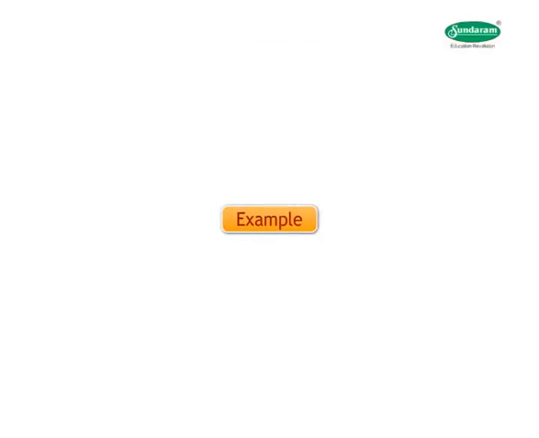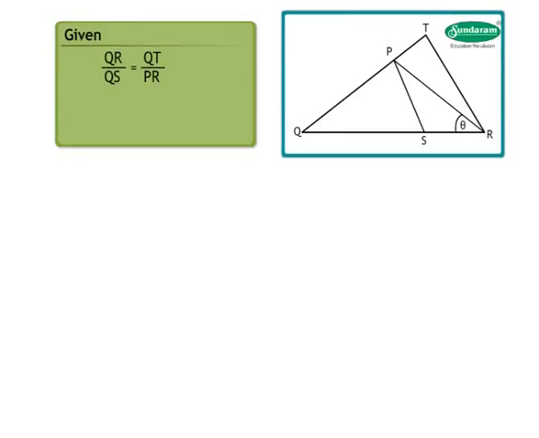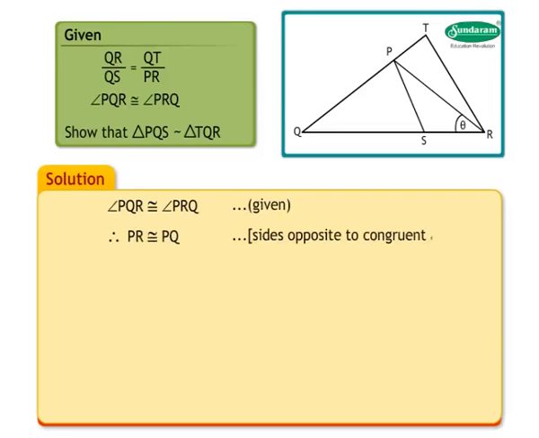Let's look at an example. In the given figure, QR upon QS is equal to QT upon PR and angle PQR is congruent to angle PRQ. Show that triangle PQS is similar to triangle TQR. Solution. It is given that angle PQR is congruent to angle PRQ. Therefore, PR is congruent to PQ as they are the sides opposite to congruent angles. Let us mark this as statement 1.